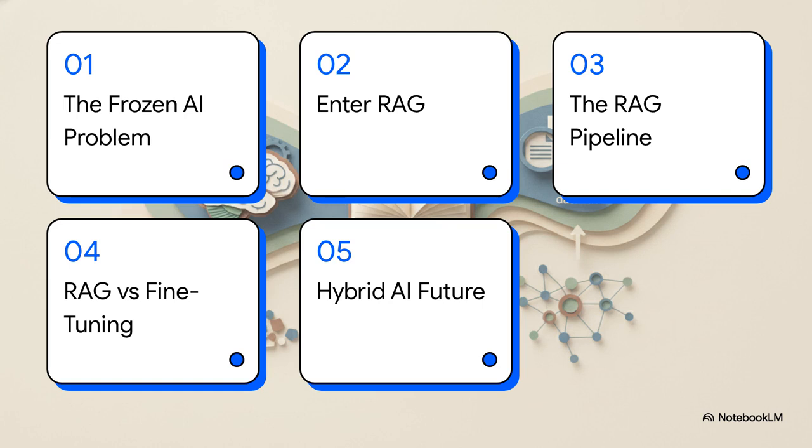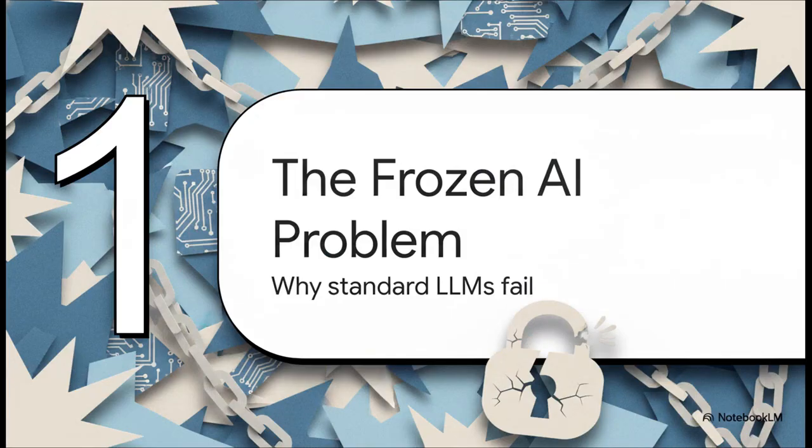First, we'll cover the frozen AI problem. Then, enter Retrieval-Augmented Generation. Next, how the RAG pipeline works. After that, RAG versus fine-tuning. And finally, we'll wrap up with the hybrid AI future. Okay, let's dive right into this with Section 1, the frozen AI problem.